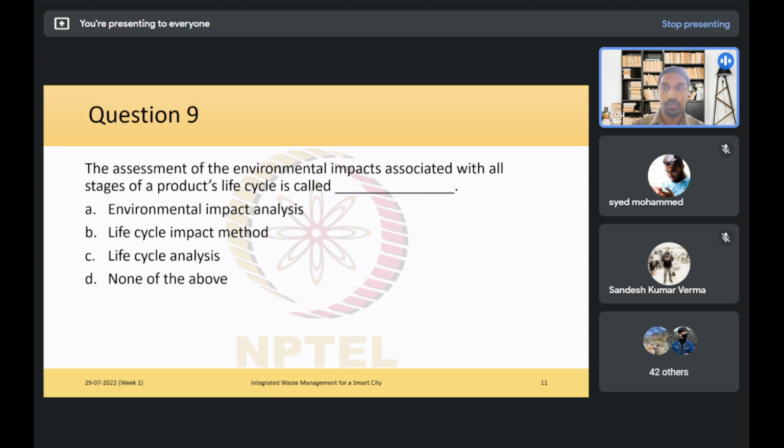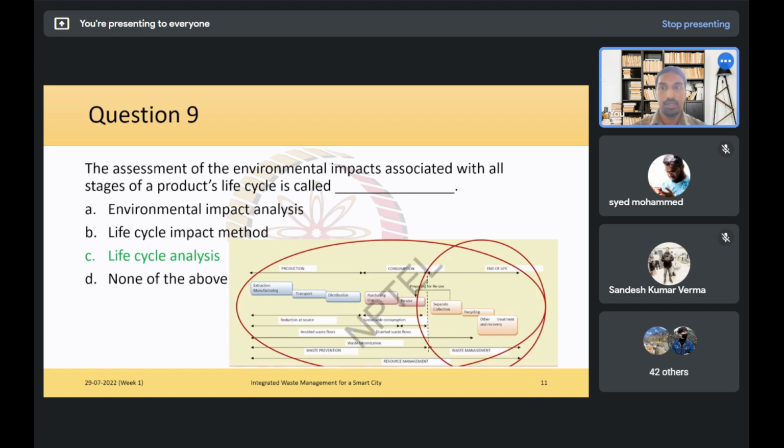Okay, so the answer to this is actually option C. It is the life cycle analysis, right? So what do we mean by a life cycle analysis? If you look at any product, it's going to have multiple stages. The first stage is the production stage, right? Once it is produced or manufactured, it goes into the consumption stage, where we use the product. And once it becomes not useful for us, it goes into the end of life stage, where we try to dispose of it, right? So there are these different stages associated with products. This is what is called a life cycle, right?